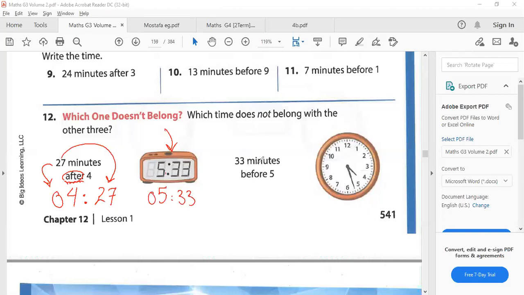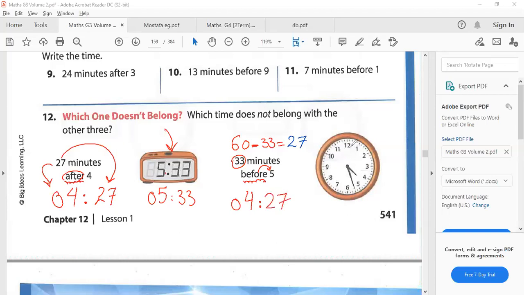And the next one here is 33 minutes before. But here we have "before". So what is the problem with "before"? We have 2 steps. Firstly, what is the number before 5? 4. So it will be 4 o'clock and how many minutes? Let's write down 60 minus the number of minutes in the question: 60 minus 33 equals 27. Excellent. It will be 4 and 27 minutes.